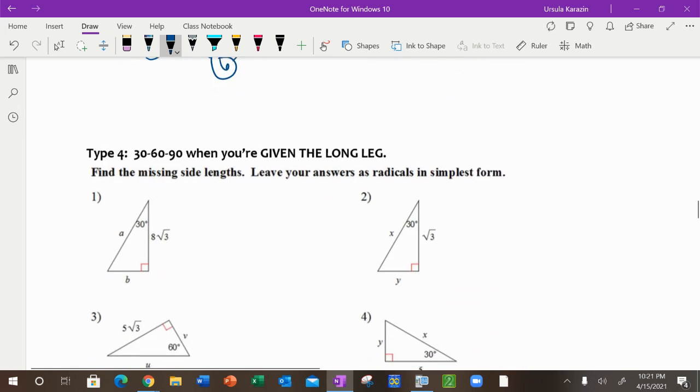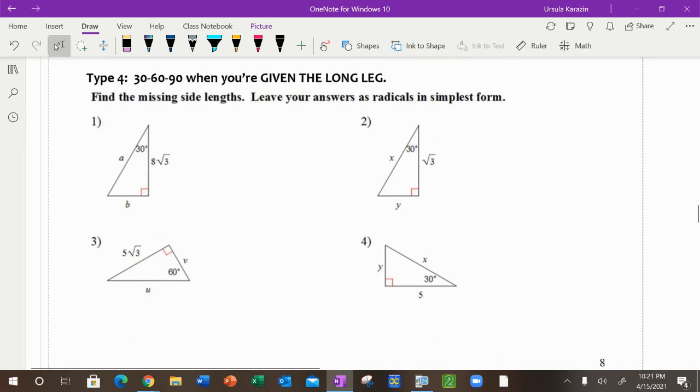All right, next thing they could do is give you the long leg. They give you the long leg, you need to go back to base. Base is the shorter leg. So go back to it before you try to find the hypotenuse. This one could make it a little interesting. So I'll do 1 and 4, which are the ones that are a little bit trickier, and then you should try 2 and 3 on your own.